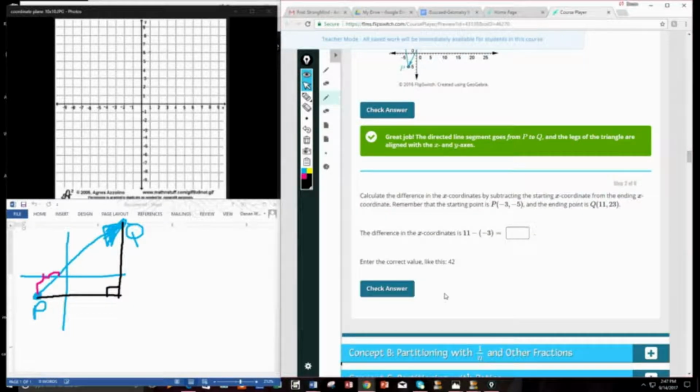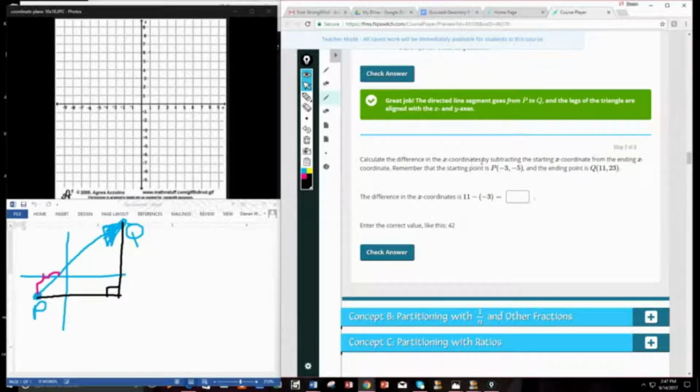Okay, so now calculate the difference in the x-coordinates by subtracting the starting x-coordinate from the ending x-coordinate. Remember that the starting point is P, -3, -5, and the ending point is Q, 11, 23. Okay, so they set it up, but I want to know, why are they asking me to find the difference of the x-coordinates?